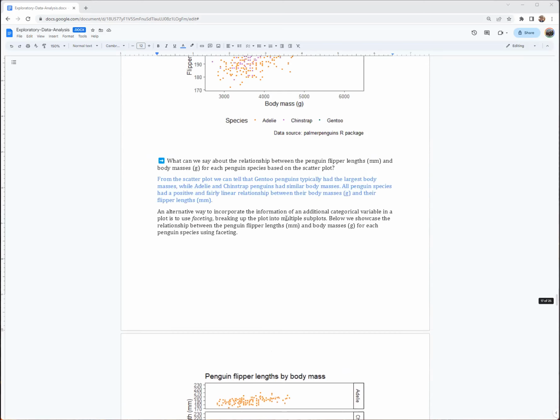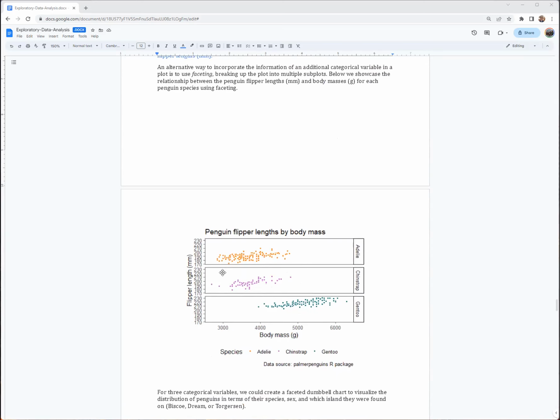So here we have this faceting, and we can still see Gentoo had the biggest body masses. Adelie and Chinstrap were similar. Okay.